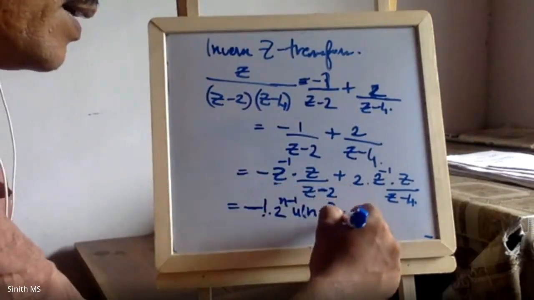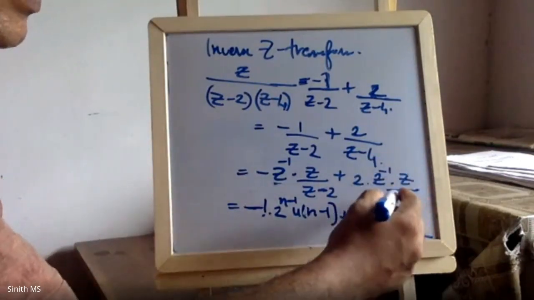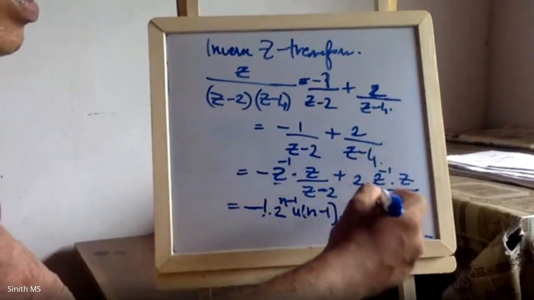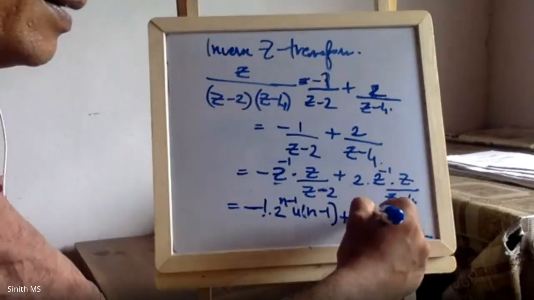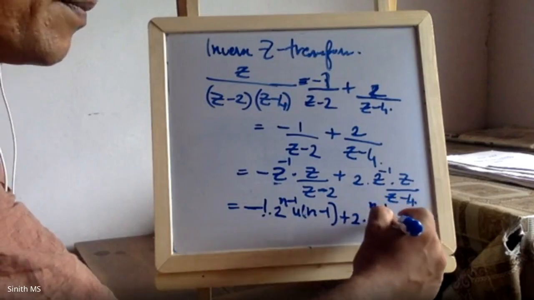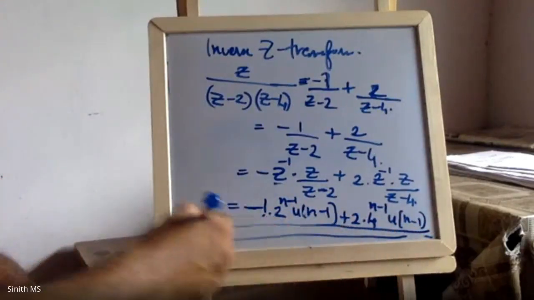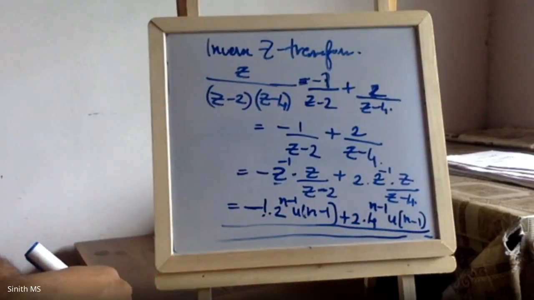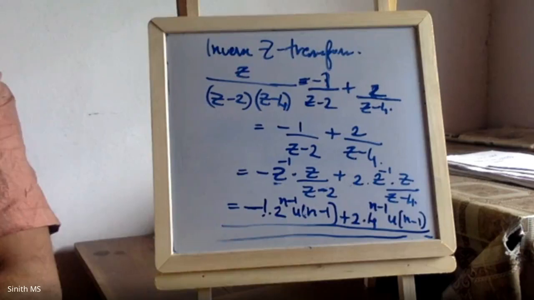And plus 2 into, similarly here, this is a raised to n u n, or 4 raised to n u n, and you have a z inverse here that makes it n minus 1. So you have 4 raised to n minus 1 u n minus 1. So this is the inverse transform of z by z minus 2 into z minus 4. Is that clear to you? Is that clear to all of you? Okay. Yes. Yeah, good.